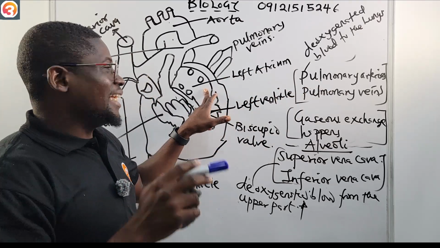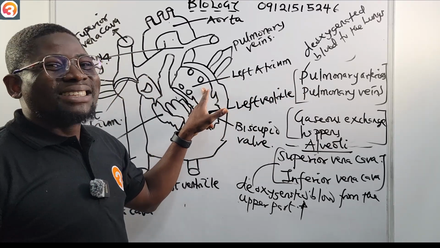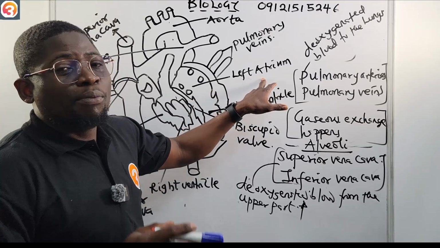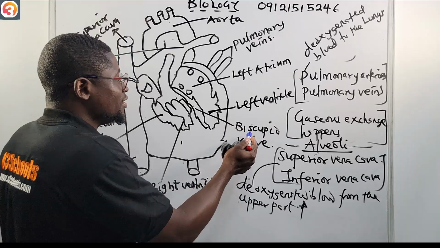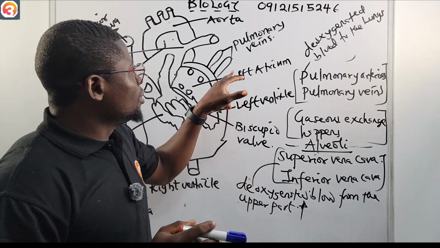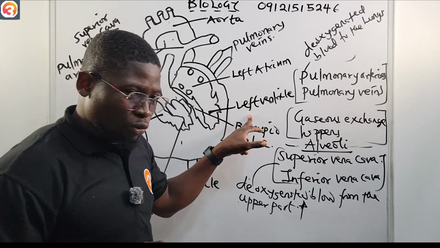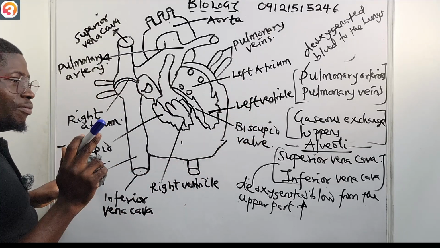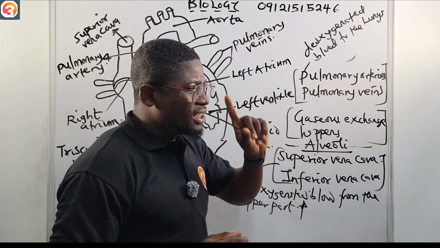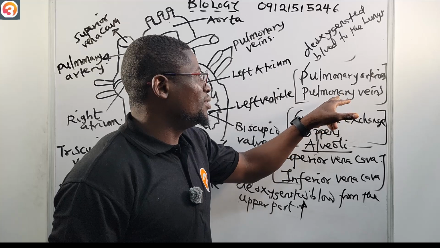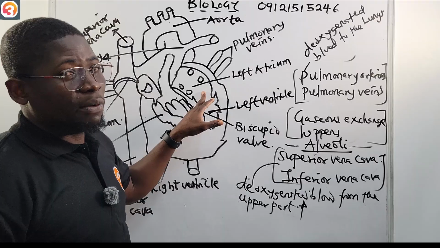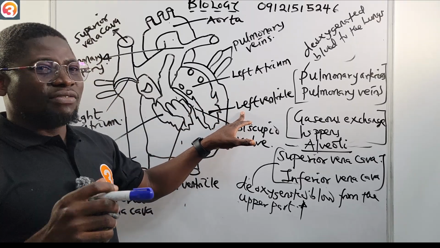When they come to the heart, they get poured into the left atrium. Once they get poured in the left atrium here, the bicuspid valve controls the flow of blood between the left atrium and the left ventricle. The tricuspid valve controls the flow of blood between the right atrium and the right ventricle. So this oxygenated blood carried by the pulmonary veins will get poured in the left atrium, and then from the left atrium, through the help of the bicuspid valve, it gets to the left ventricle.